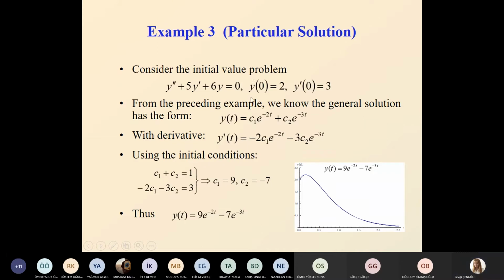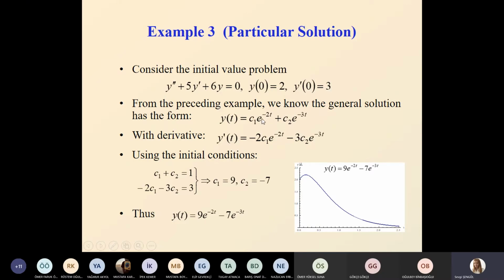And now, let's say the initial conditions are given. You already found the solution is in that form, but you also need the derivative of your solution. So take the first derivative. The derivative of e to the minus 2t, the power goes down, which will be minus 2 C1 e to the minus 2t, and here minus 3 C2 e to the minus 3t. Here you go. You have the solution and the derivative of the solution. What you need to do is just plug in 0 for the first one, make it equal to 2. Plug in 0 for the second equation, make it equal to 3.